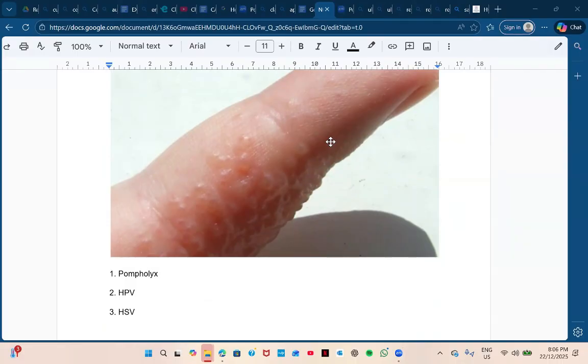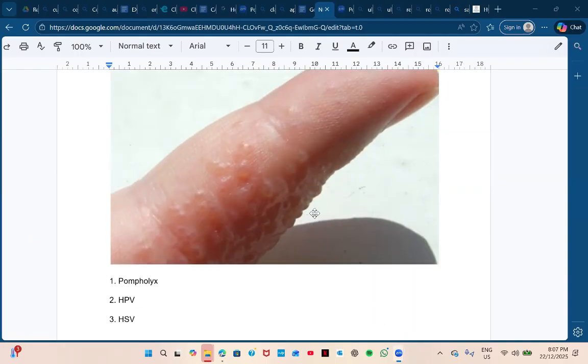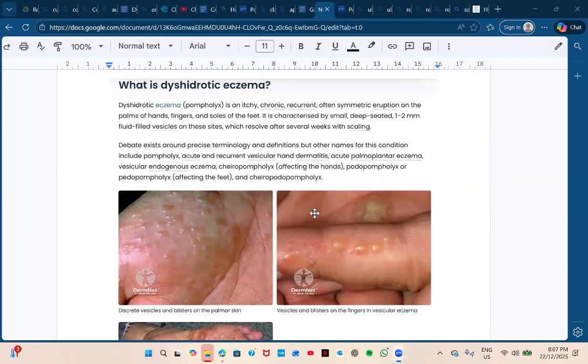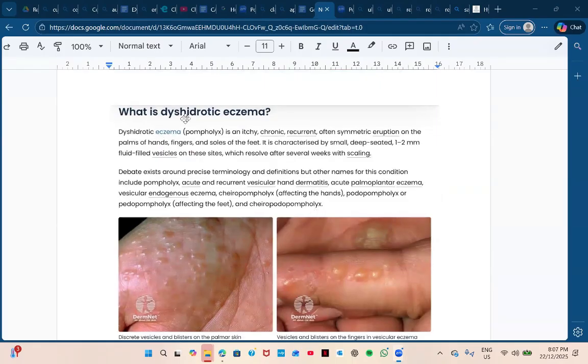So what is the synonym for pompholyx? You should know. What do you think? Yeah, you are correct. Okay, so let's discuss pompholyx. What is dyshidrotic eczema? This is another name we call for pompholyx.